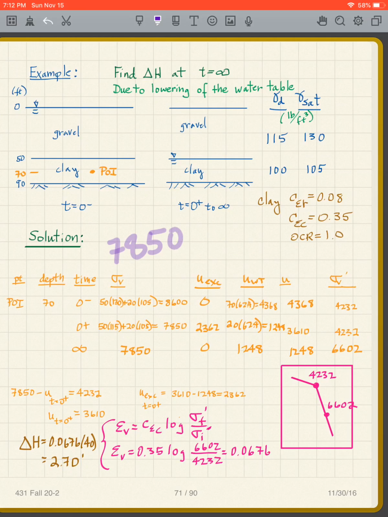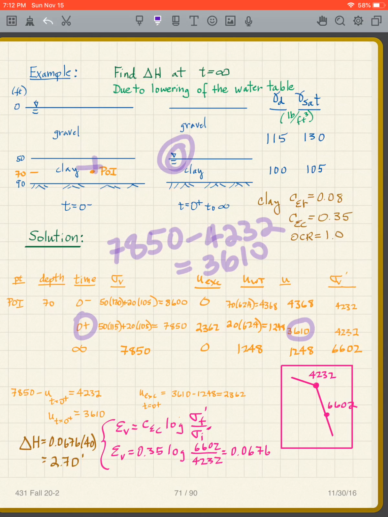So I can calculate out my u as simply the 7850 minus the 4232, and that's going to be equal to, there's a little bit of round off here, but it's going to be 3610. That's going to be that number. Once I have that number, now I know my what's my u water table? Well, my u now at t equals 0 plus, my water table has moved down, and so my water table now is what? It's going to be 20 times 62.4.